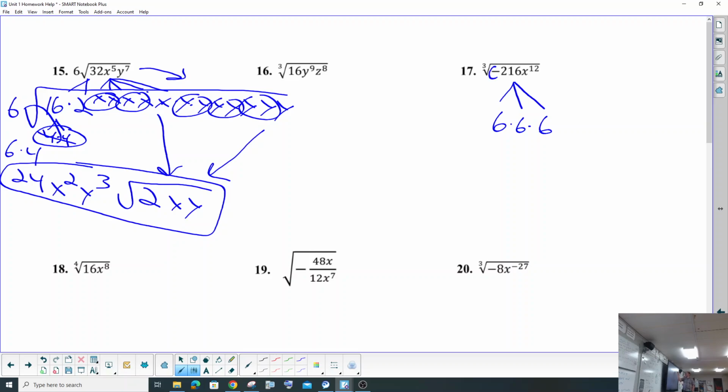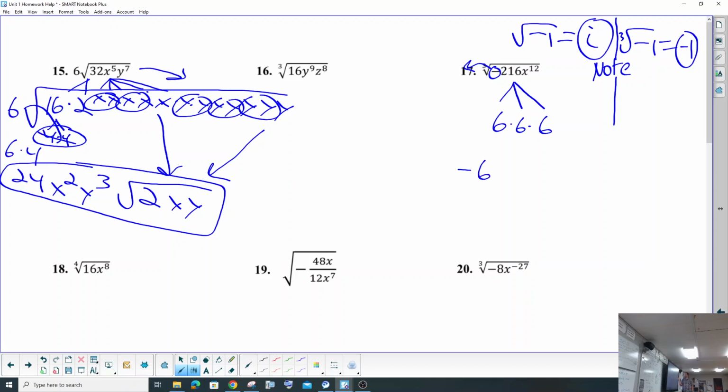The negative, because of the third power, the negative comes out. So if you have the square root of a negative, that's just i. But if you have the cube root of a negative, then that's going to be just -1. So that's like a little note, so don't forget that note. Okay, beautiful. So then a 6 is indeed going to come out, and it's going to be a -6 that comes out.